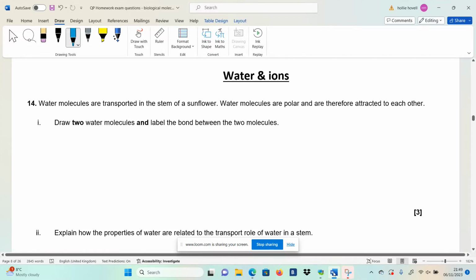So we're going through the biological molecules questions, and this is part 3 on the water and ions section. Question 14. Water molecules are transported in the stem of a sunflower. Okay, so let's get green if we're in a plant.